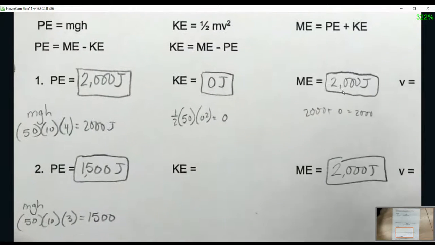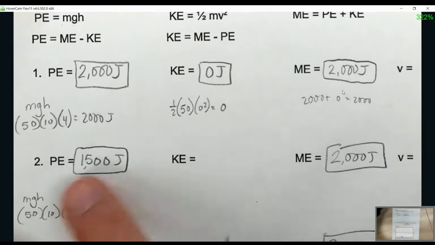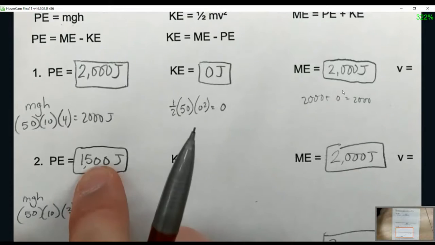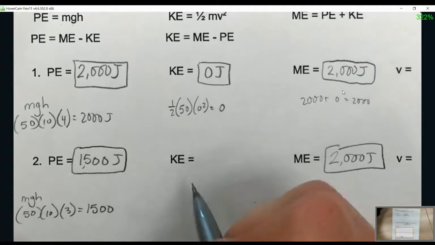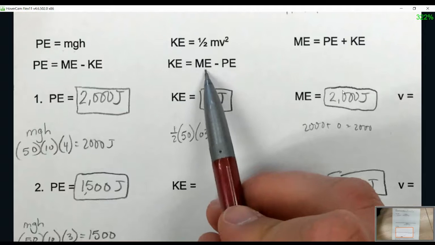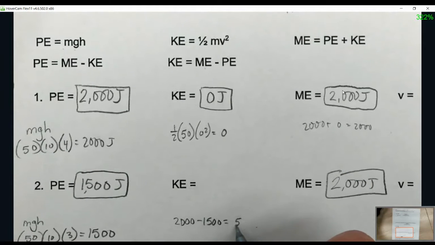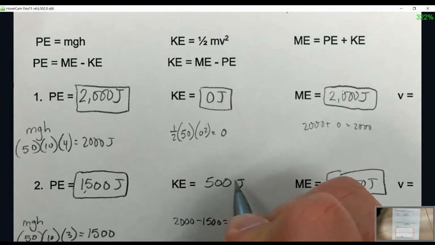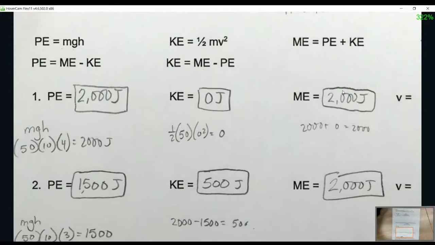Cool. So remember, mechanical energy is the sum. It's the addition of both potential and kinetic. Since that is 2,000, 1,500 plus blank has to equal this. If you know the number off the top of your head, awesome. If not, you can take the mechanical energy minus the potential energy. So 2,000 minus 1,500, that's going to give us 500 joules of energy there.